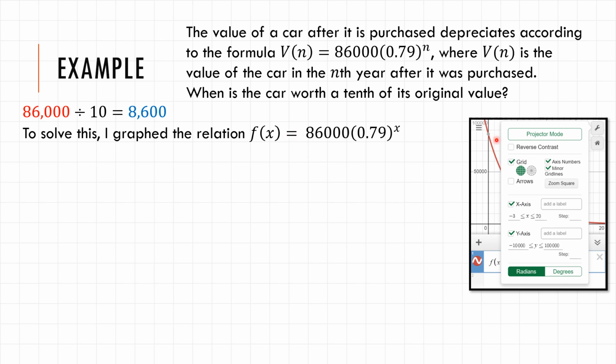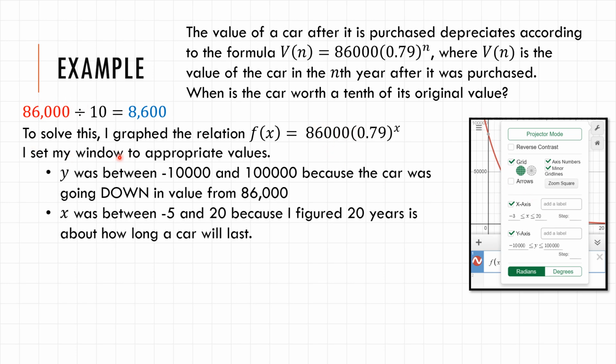And to make sure that I can see the entire graph, I need to adjust the window so that I can actually see the curve. These are some really big numbers I'm dealing with. So I set my window to make sure that I can capture this nice curve. The way I did that is I set my x-axis from -3 until 20, because I figured I need to see the curve for the first 20 years. I figured, not many cars last more than 20 years, so it's probably going to be worthless by then.